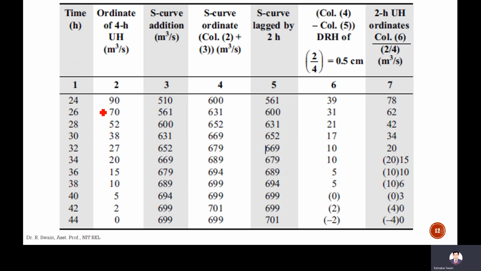There are other ordinates also. You have to extend the time period if the time period is not given. And here you have to deduct to get column SA minus SB. If there is any negative value, we have to consider it as 0. Negative value is considered as 0. And we have to divide by t by T, then we will get the ordinates of the t hour unit hydrograph. Thank you so much.